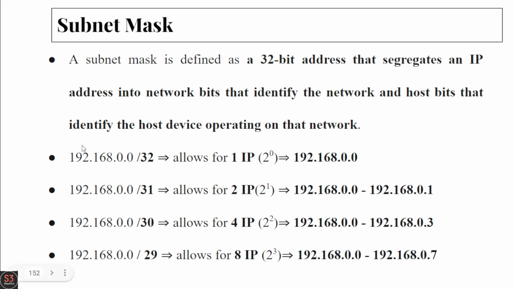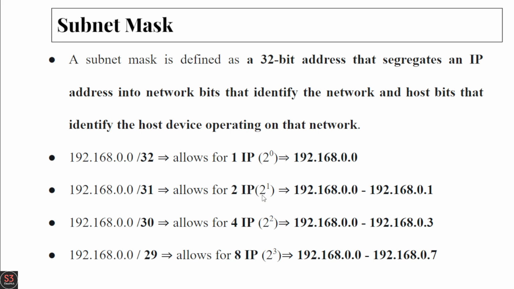So let's say that we have an IP which is 192.168.0.0, and the subnet mask for it is /32. Then if the subnet mask is /32, it will allow only one IP, which is 2 raised to 0. So only the 192.168.0.0 IP will be allowed if the subnet mask is /32. If the subnet mask is /31, then it will allow two IPs.